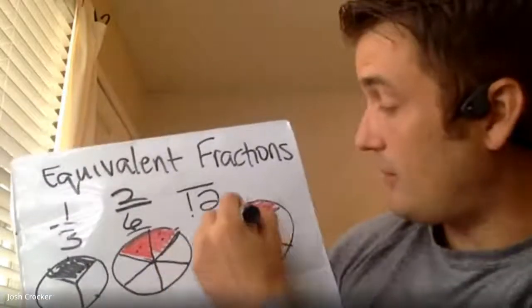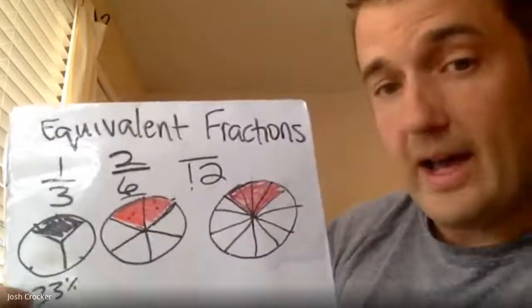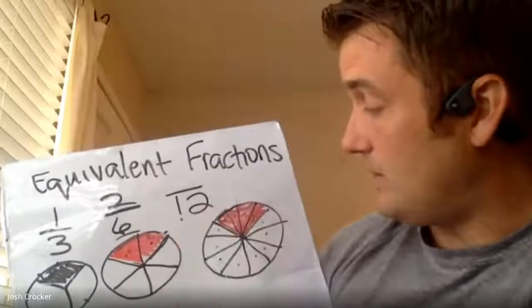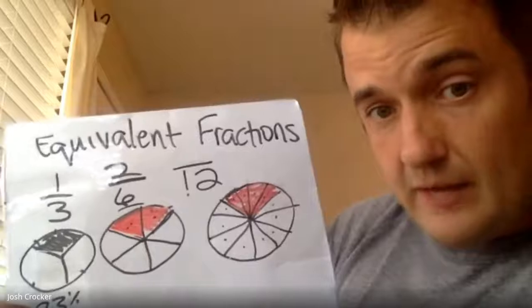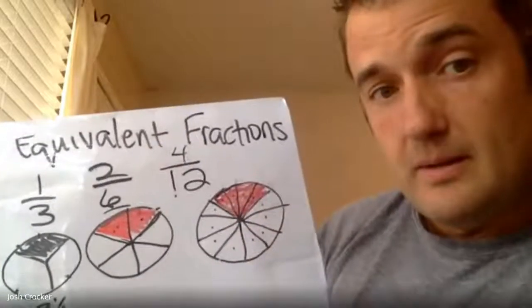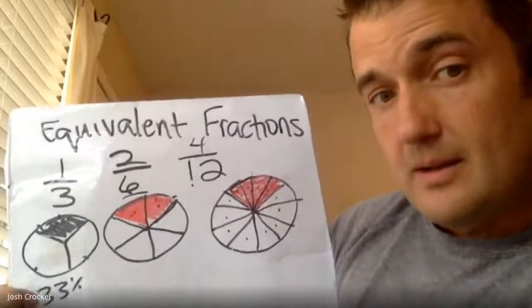To go even a step further, if I cut those up, now I have 12. 1, 2, 3, 4, 5, 6, 7, 8, 9, 10, 11, 12. And now instead of 2 out of 6 being red, it's now 4. 1, 2, 3, 4 out of 12. So those are all equivalent fractions. Okay? So those are equivalent.